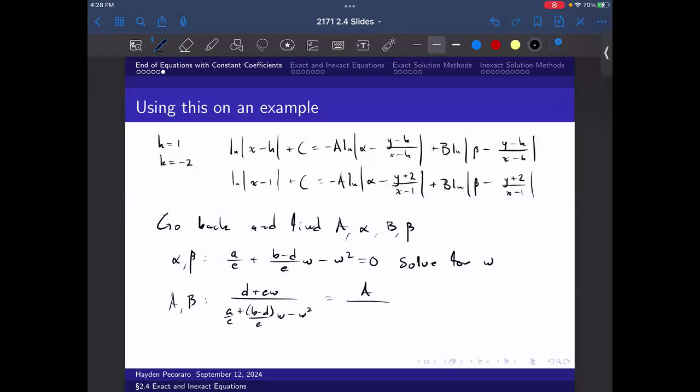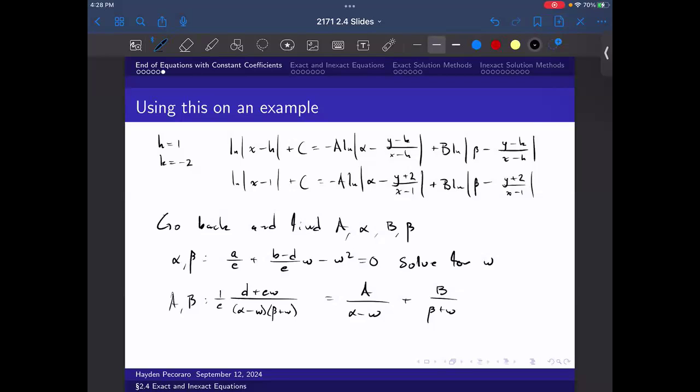A over (alpha minus W), B over (beta plus W). Once you have alpha and beta, you don't have to write all of that. You can write alpha minus W and beta plus W there. So that's why I say find alpha and beta first, then you can find A and B, because they're important for finding A and B.